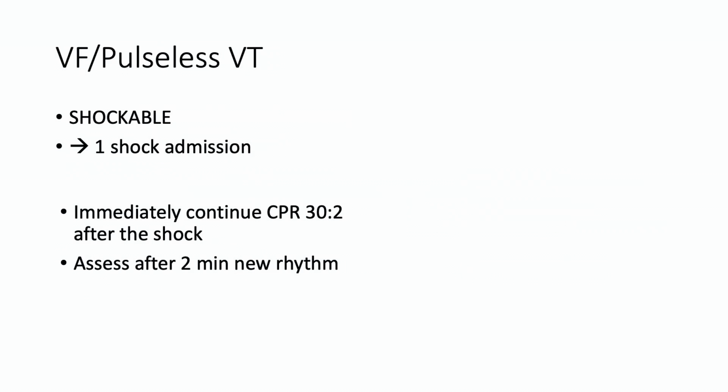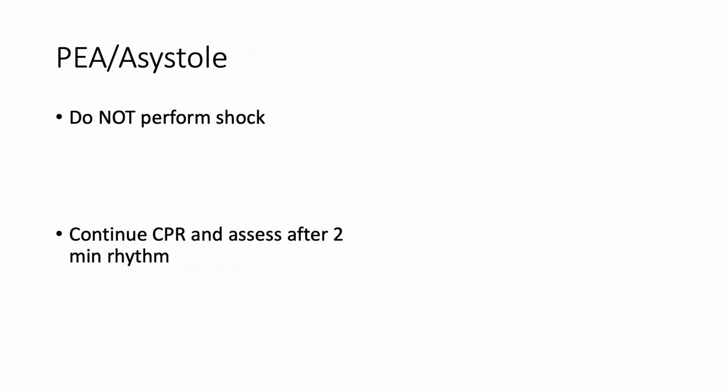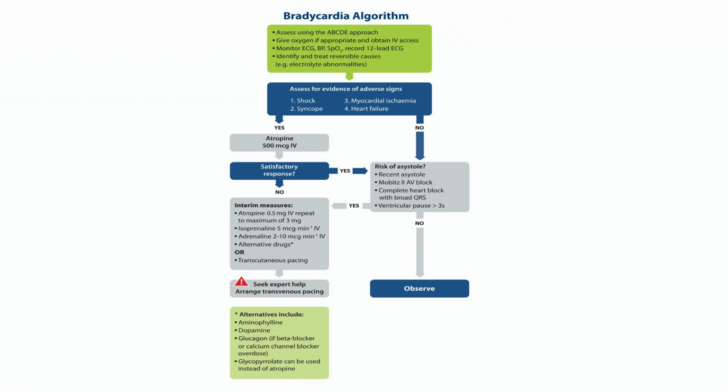VF and pulseless VT are shockable rhythms and receive one shock. Immediately after this shock, you should continue CPR 30/2. After this shock, you should continue 2 minutes of CPR, and after this, you should assess the rhythm. PEA and asystole are two non-shockable rhythms, so do not perform a shock, continue CPR and assess the rhythm after 2 minutes.